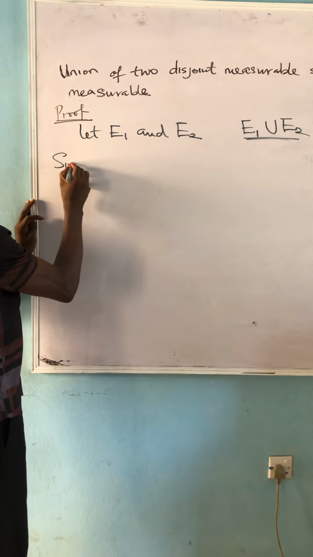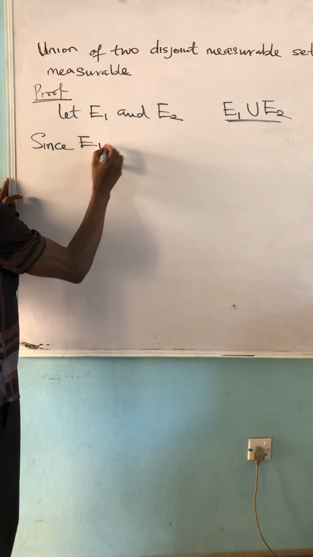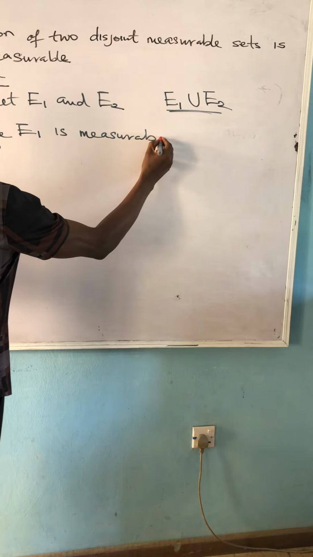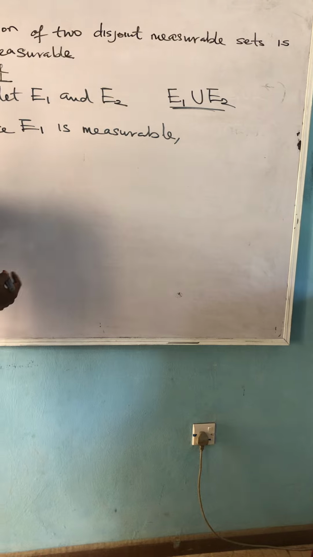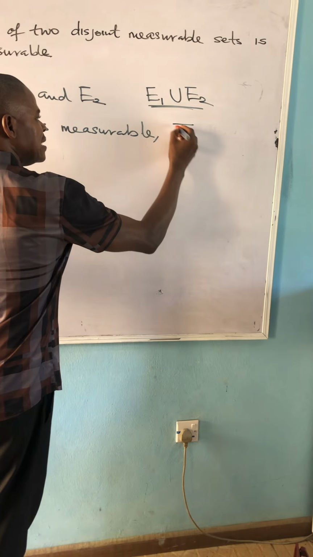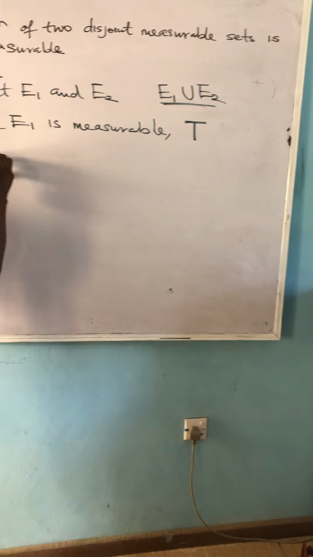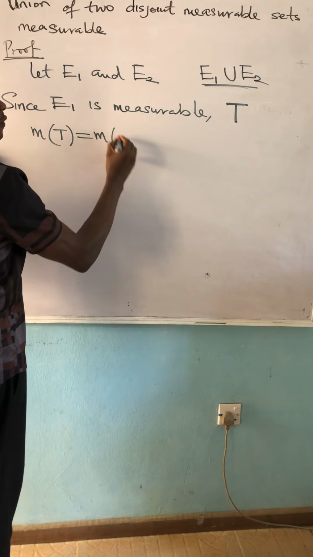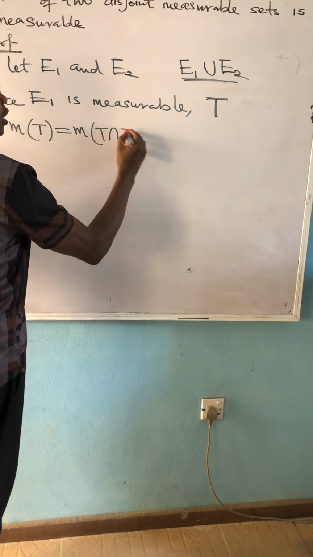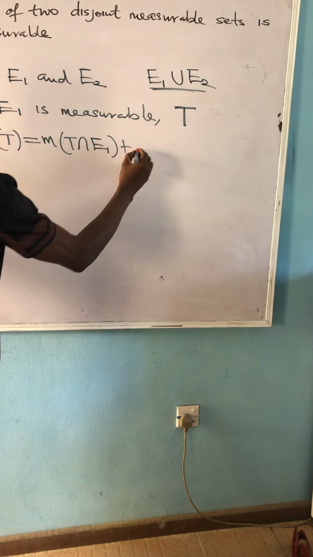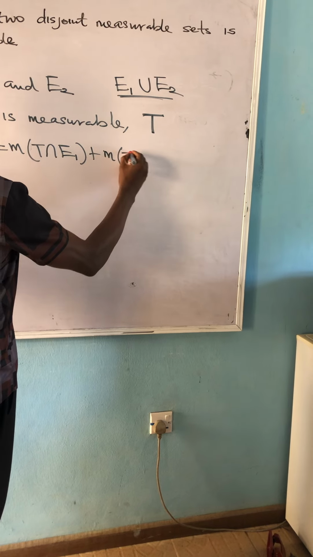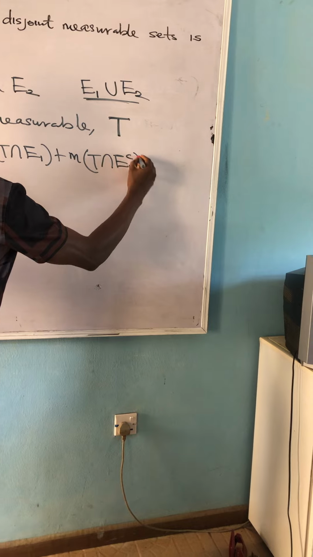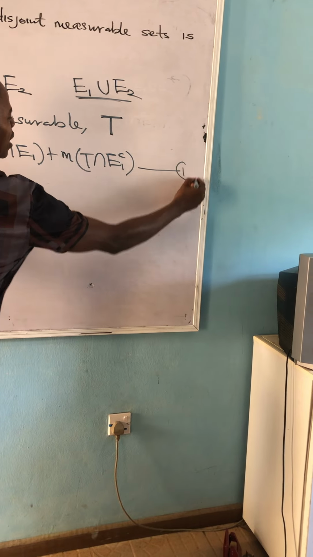Since E1 is measurable, by definition, for any set T, the measure of T is equal to the measure of T intersection E1 plus the measure of T intersection the complement of E1. Let's call this equation 1.